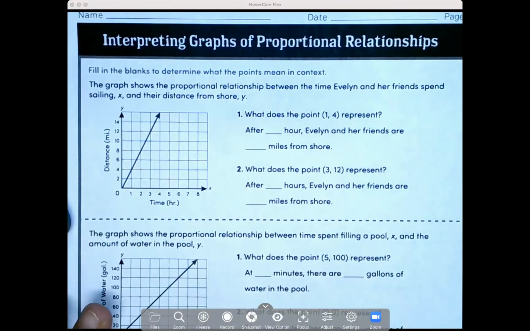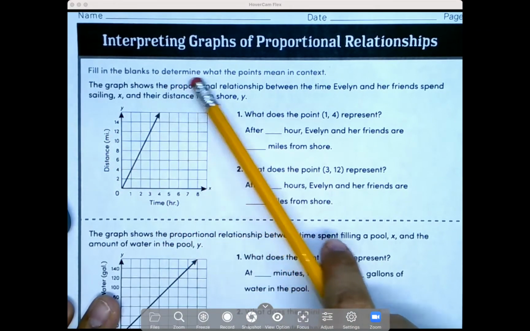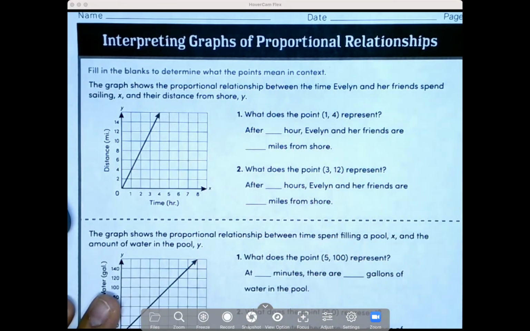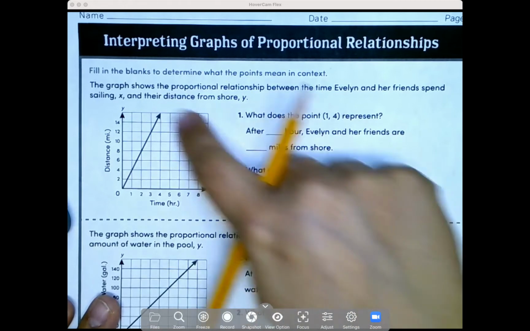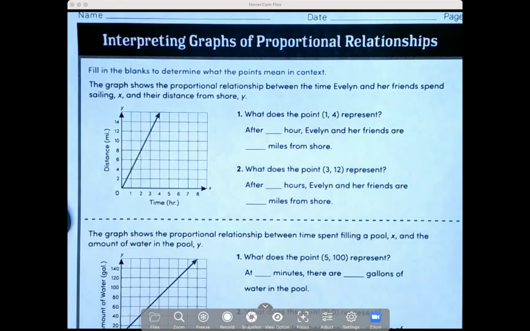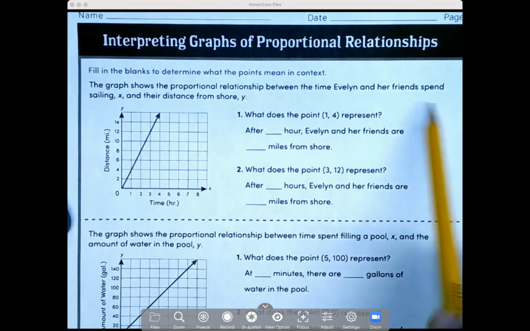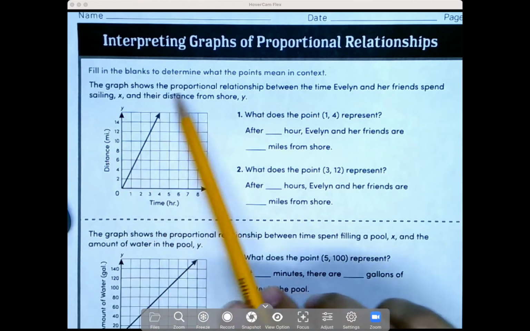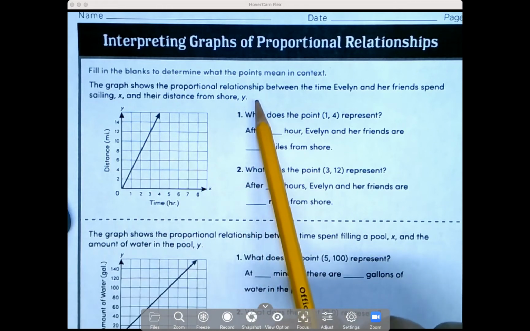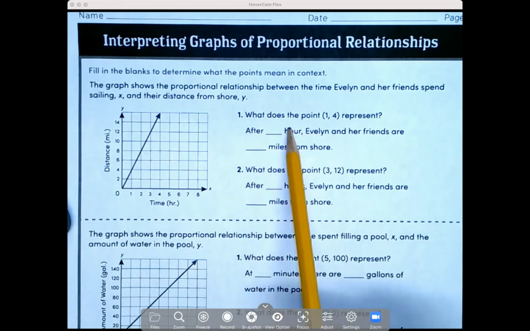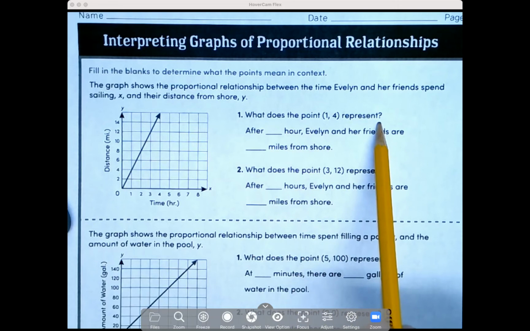Okay? So this one says interpreting graphs of proportional relationships, fill in the blanks to determine what the points mean in context. Okay, so that means in terms of the situation. It says the graph shows the proportional relationship between the time Evelyn and her friends spend sailing, x, and their distance from shore, y. What does the point (1, 4) represent?